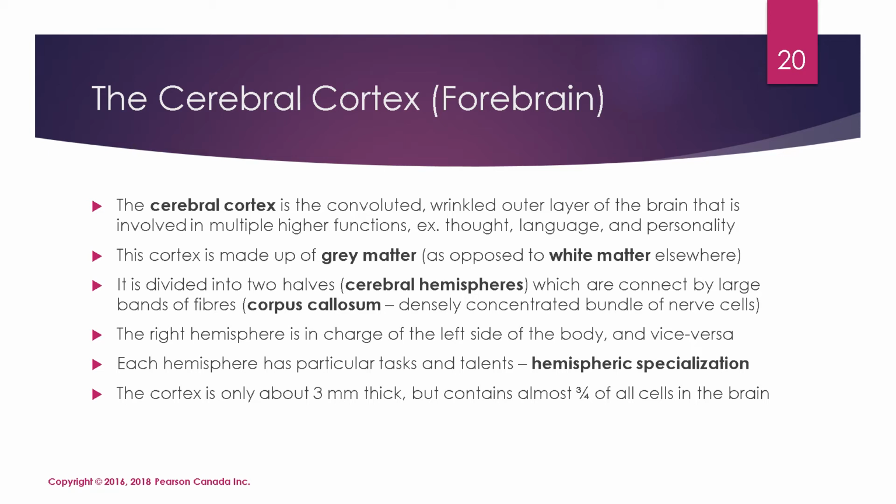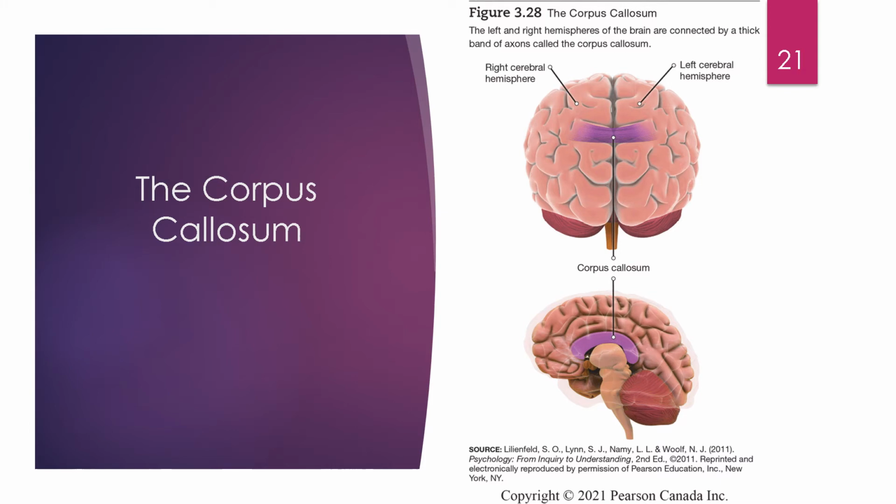And each hemisphere does have its own particular tasks and talents. So there's something called hemispheric specialization. Although both hemispheres of the brain are involved in most things, usually different tasks and different behaviors are more associated with one hemisphere than the other. So that cerebral cortex is actually only about 3 millimeters thick, so very, very thin, but it contains almost 3/4 of all of the cells within our brain. So very, very densely packed neurons within that area of the brain. Which makes sense because, as we mentioned, it's the one that's responsible for the most complex functioning. So here's another visual of that corpus callosum, which connects those two cerebral hemispheres.